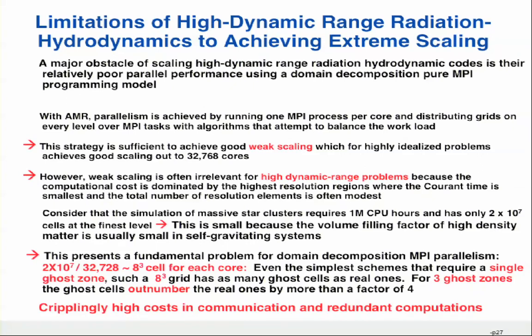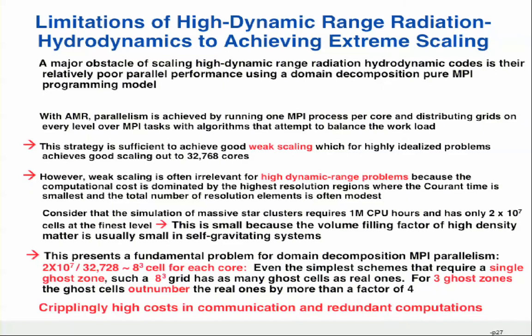But this strategy is very efficient, and we've shown this to achieve weak scaling, for highly idealized problems, because when people tell you how they've scaled to hundreds of thousands of processors, you take a careful look at what the problem is. They're typically very idealized. You achieve good scaling out to about 32,000 cores. However, weak scaling is basically irrelevant for high dynamic range problems in star formation because the computational cost is dominated by the highest resolved regions, where the Courant time, which is really what dictates your time step, is smallest, and the total number of resolution elements is often modest.